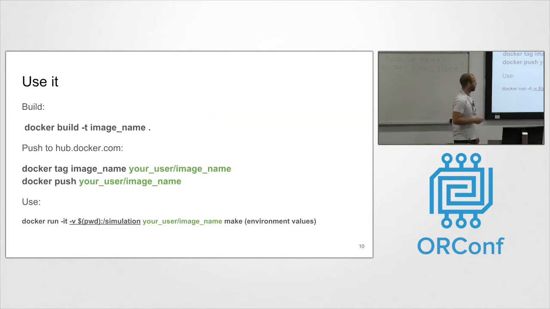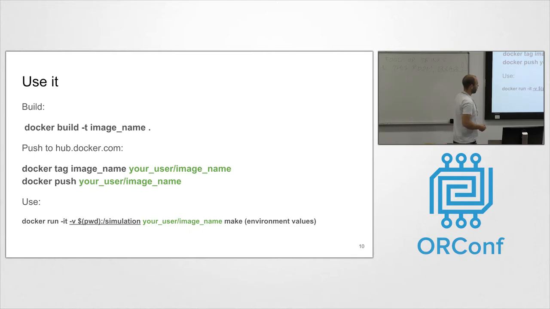After you have done all this work, you just have to build it. You probably want to push to Docker Hub because then you can, for example, start using the same image on your CI. For example, in Travis CI, you will just pull from Docker Hub and you don't have to do any installing there. And that's how you use it.